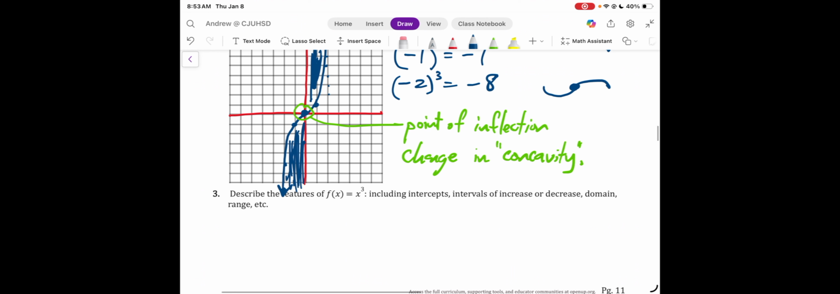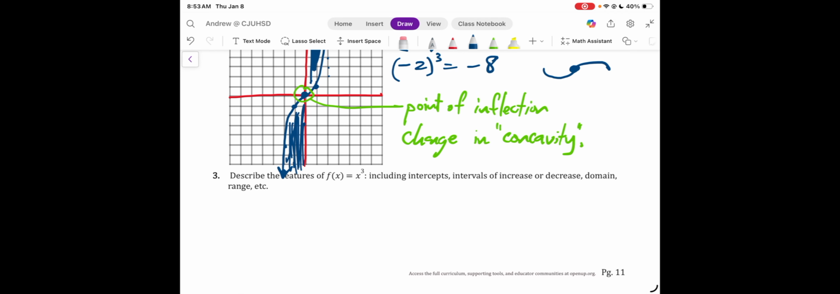Number 3, describe the features of x cubed, including the intercepts and the domain and range. Where does it increase? All that good stuff. Okay, so let's do the domain and range first. Domain. It's everything. There's no number that you can't cube. How about range? Well, that too is everything. You can get to any y value if you're patient enough.